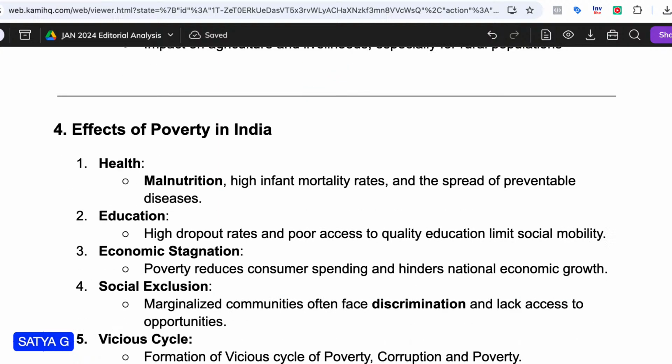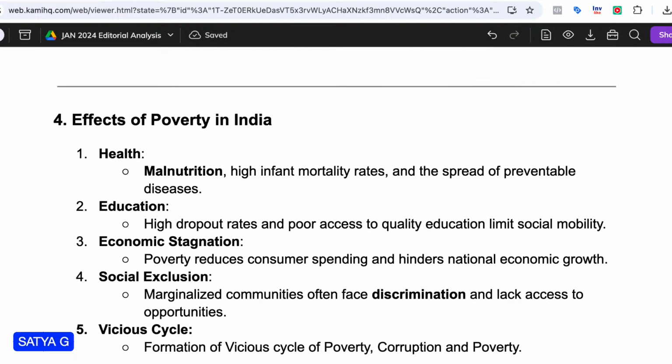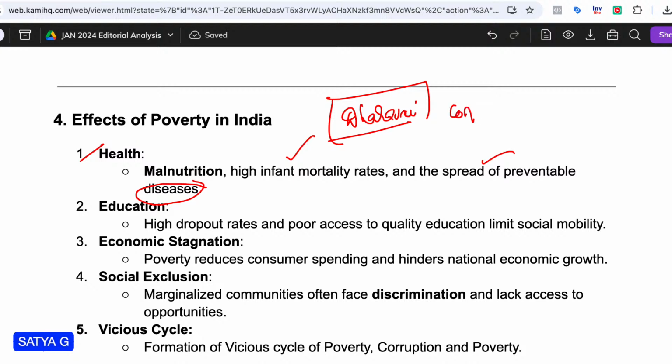So what are the effects of poverty? What will happen, friends? As poverty increases, health suffers. Malnutrition, high infant mortality rates, and higher spreading of diseases. If you see the Dharavi case study, many people are living in a small area. Whenever there is a contagious disease, it spreads very rapidly, and all people become vulnerable to that disease.